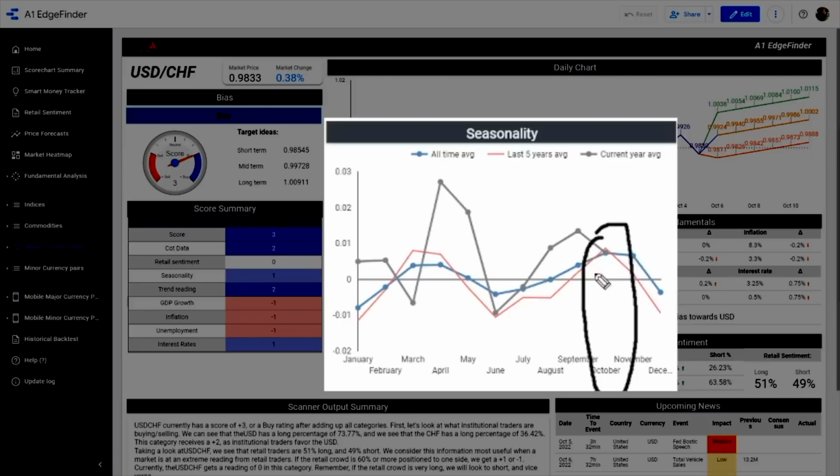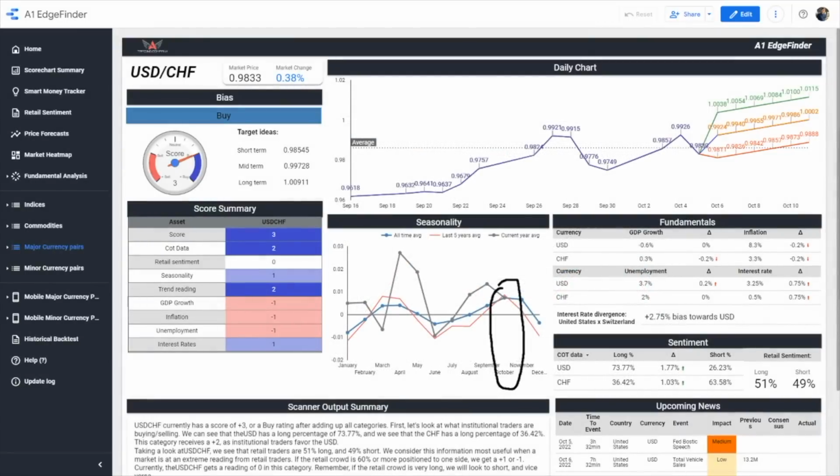This historically is supposed to be a pretty positive month for the dollar Swiss franc. Now, that doesn't necessarily mean that it's guaranteed to be going up the whole month or anything like that, but it's a nice little extra indicator to know, historically speaking, which months are more positive or negative for the pairs that you're trading. Just adding those extra things can help swing the market's favor in your direction. So there you go. That's a little bit of the breakdown.